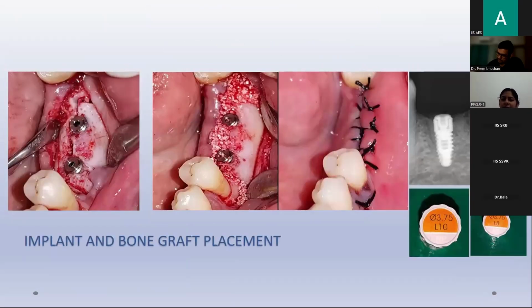The ridge was expanded using spreaders, and an implant of 3.75 mm diameter was placed. There was a jumping space of 2 mm or greater, so we placed xenograft, and then the wound was closed.